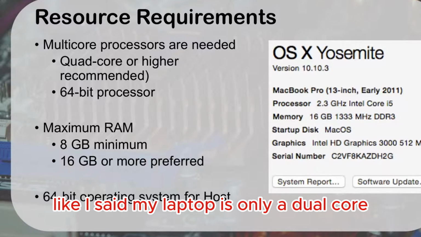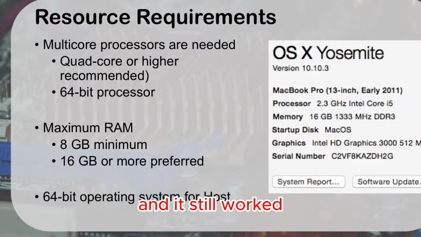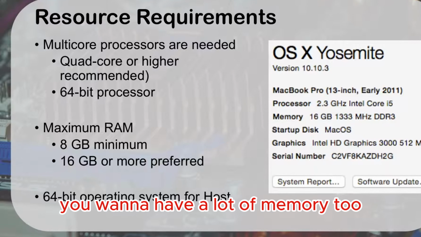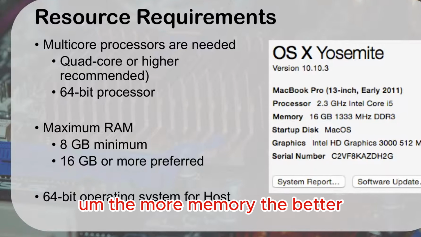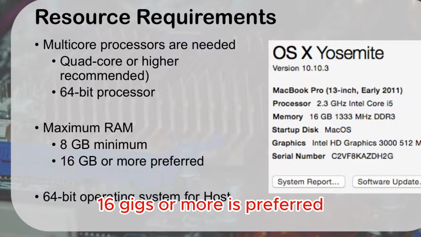Like I said, my laptop is only a dual-core, and I had 4 machines running at once, and it still worked. You want to have a lot of memory, too. Maximum amount of memory, right? The more memory, the better. Minimum of 8 gigs of memory. 16 gigs or more is preferred.